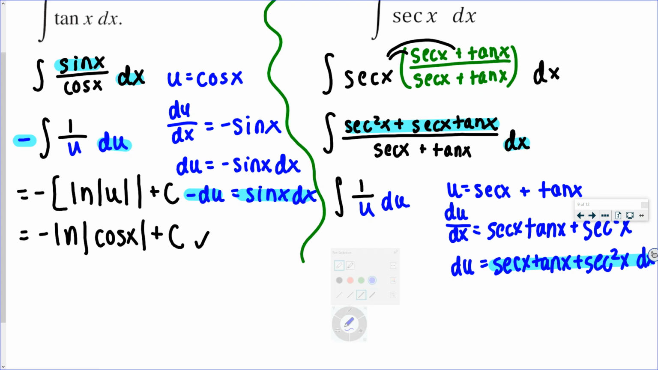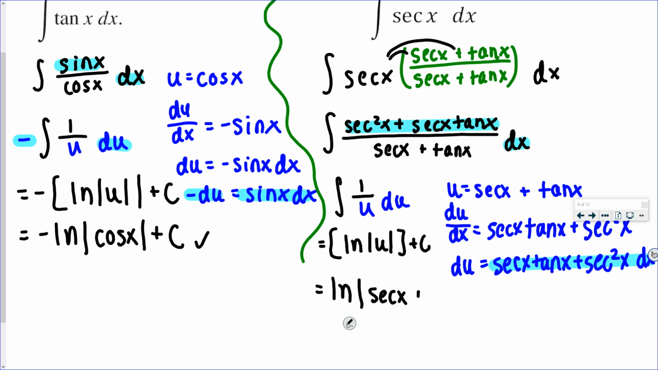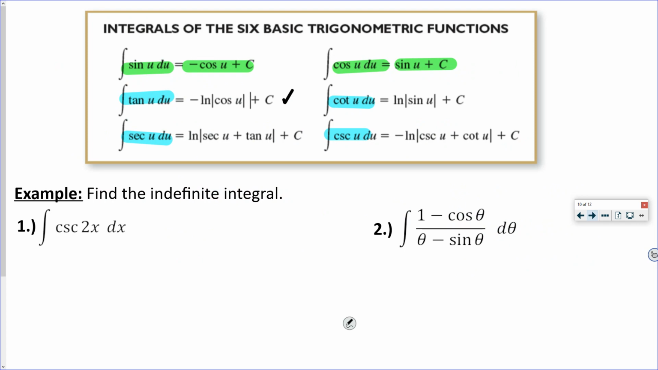Okay, so the antiderivative is just the natural log of the absolute value of u plus c. Resubstitute back in u, which was secant of x plus tangent of x plus c. So that is where this one comes from.